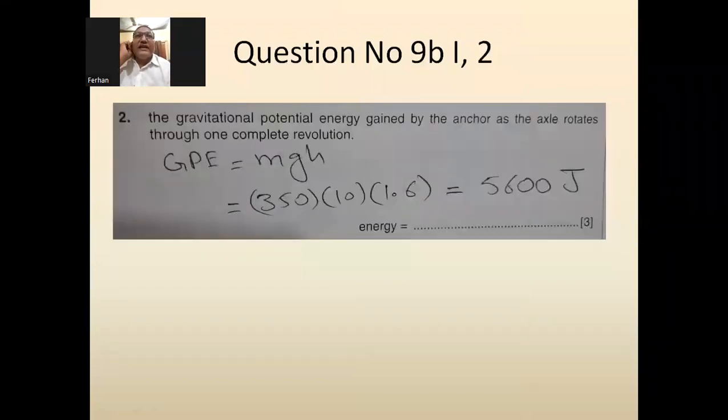Okay, so the gain in the potential energy will be mgh. The mass of the anchor is 350 kg, the g value is 10 Newton per kg, and the h is 1.6 meter. They have given 160 centimeter. When you divide it by 100, it will be converted into meters, and that will be 1.6 meter. So just multiply them: 350 multiply 10 multiply 1.6, it will be 5600 joules.